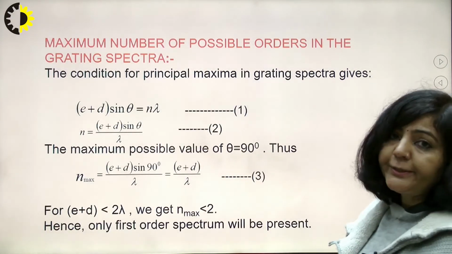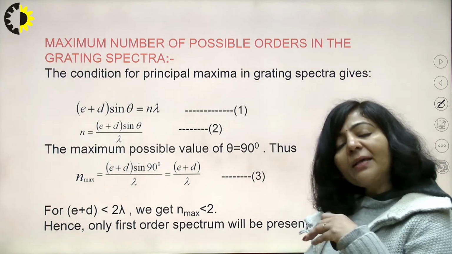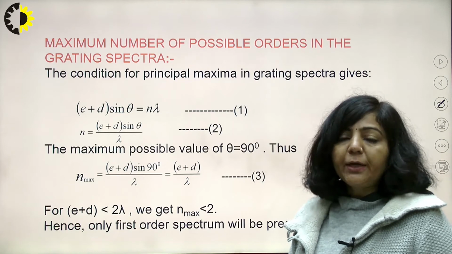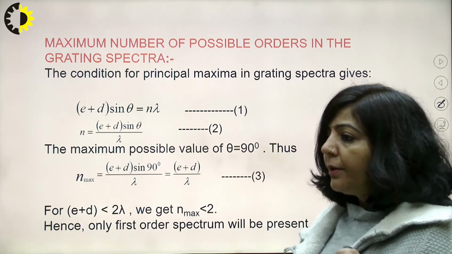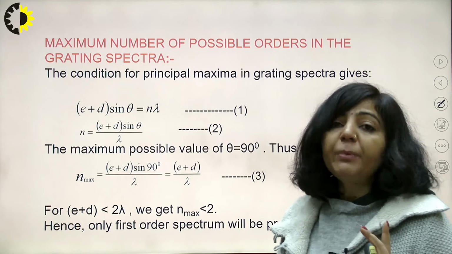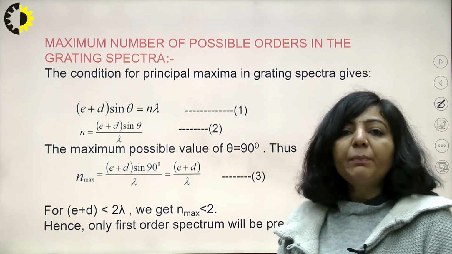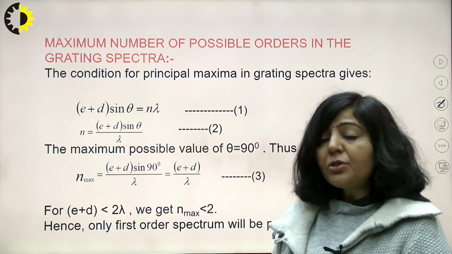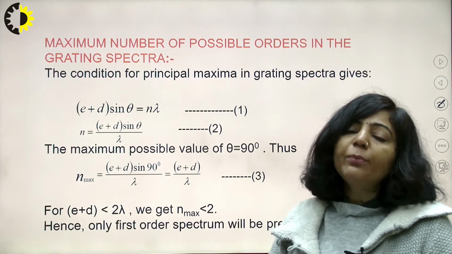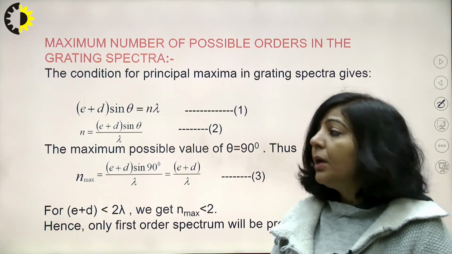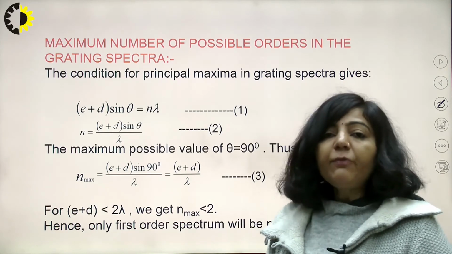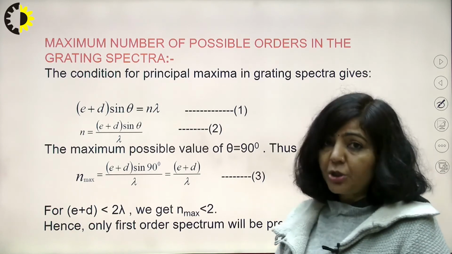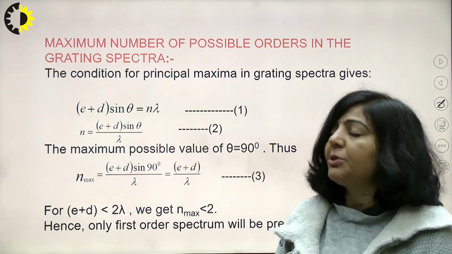Now the next question arises: what are the maximum possible orders which you can get in a diffraction grating? You know that in single slit diffraction, you have one principal maxima with maximum intensity, then some secondary maximas and so on. In n slit diffraction, we have a large number of principal maximas. So what is the maximum possible order which you can get from a diffraction grating, or a plane transmission grating?